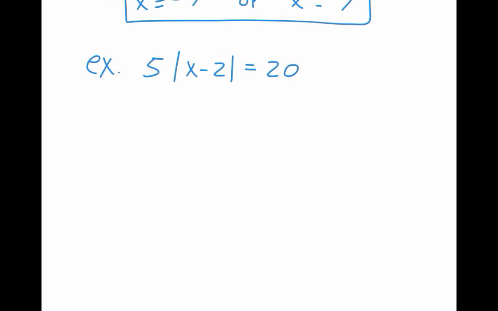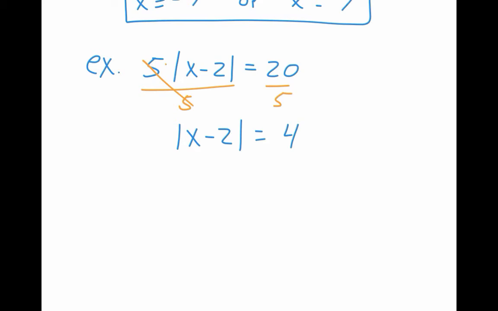So first step is we isolate my absolute value. To do that, I divide by 5. So just like we've been doing, we'll do the inverse of multiplication. We'll divide. Now I have the absolute value of x minus 2 equals 4.